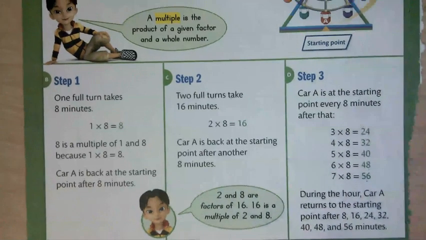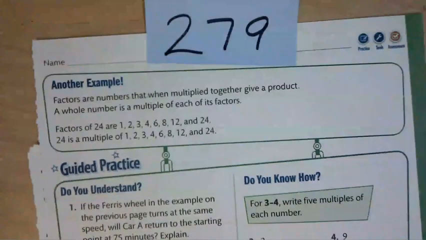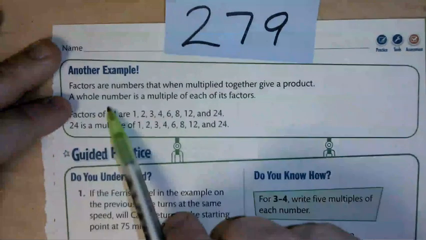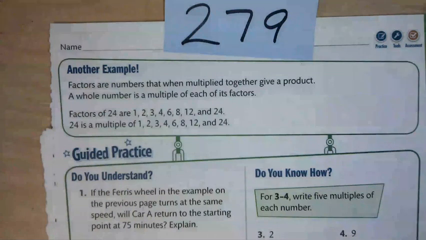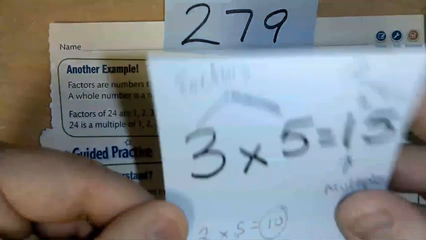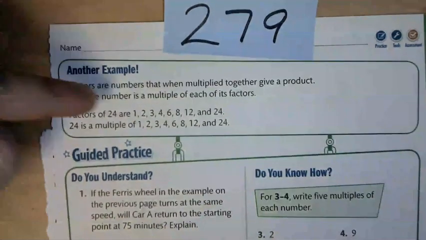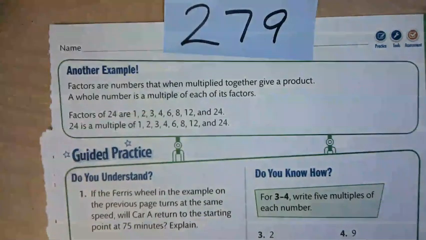Well, let's go ahead and turn to page 279, and we can check out a couple more. So I'm going to go ahead and slide over there for us. So here we are on 279. And up at the top, it says another example. Factors are numbers that when multiplied together give a product. Well, that's what we talked about earlier on my little sticky note here, right? Factors multiply together, give us a product. A whole number is a multiple of each of its factors.